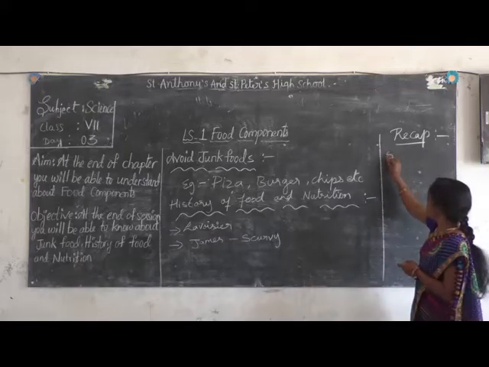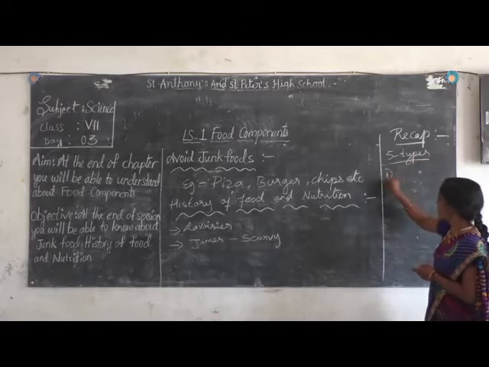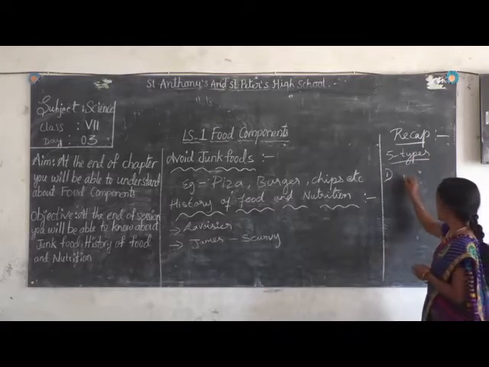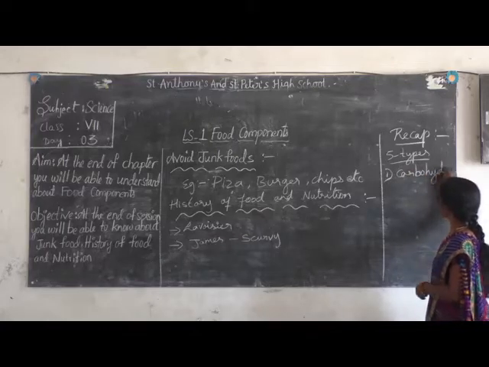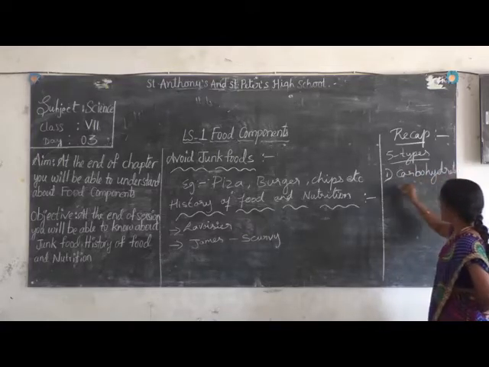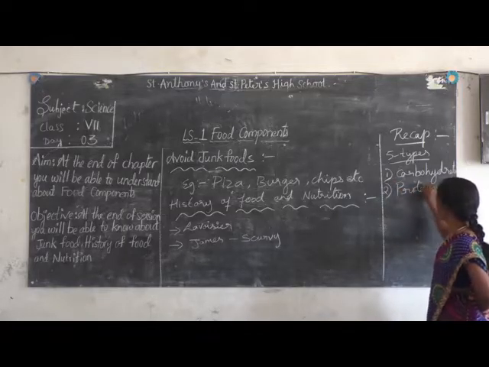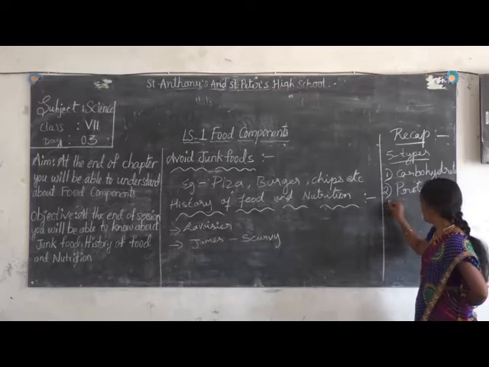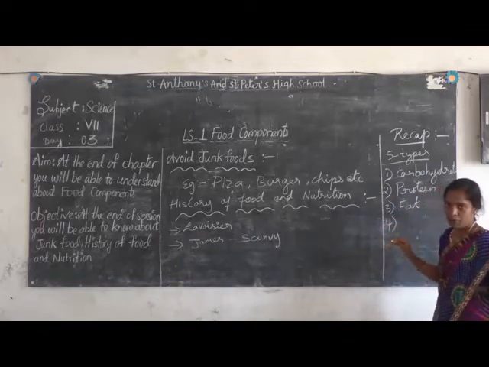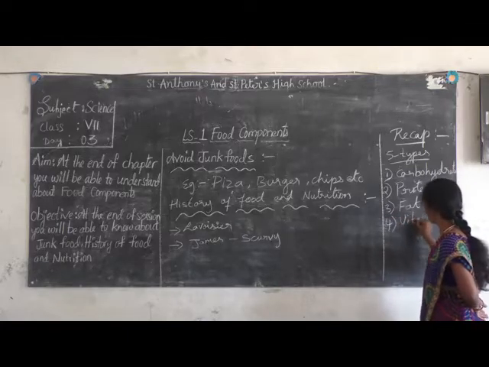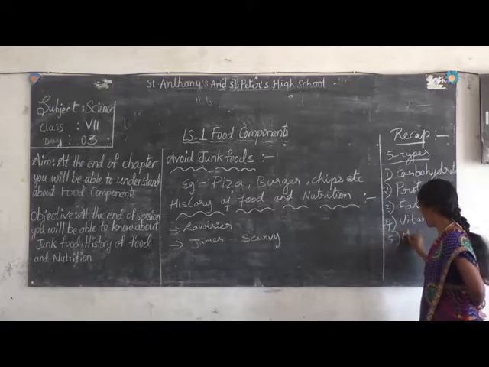First one is the carbohydrates. Second one is the protein. Third one is the fat. Fourth one is the vitamins. Fifth one is the mineral.